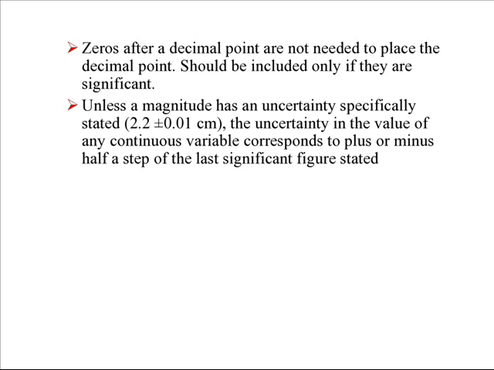As we continue with rules that govern significant digits, we also note that zeros after a decimal point are not needed to place the decimal point. They should be included only if they are significant. Also, unless a magnitude has uncertainty specifically stated, for example 2.2 plus or minus 0.01 centimeters, the uncertainty in the value of any continuous variable corresponds to plus or minus half a step of the significant figure stated.